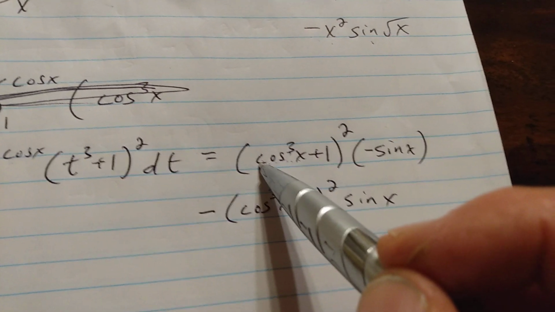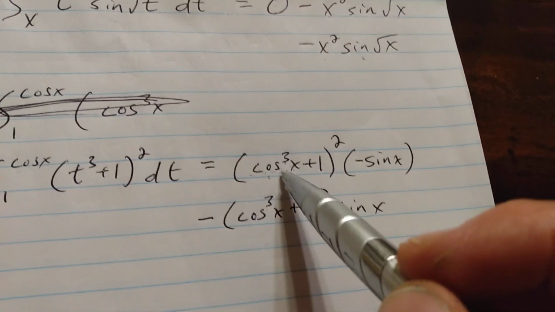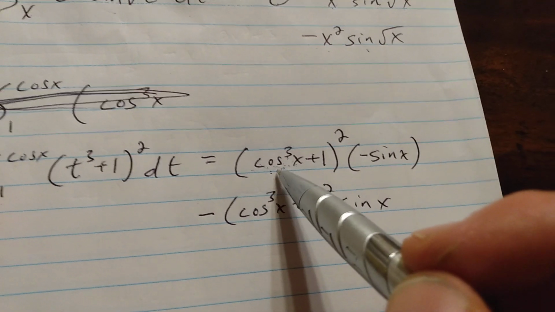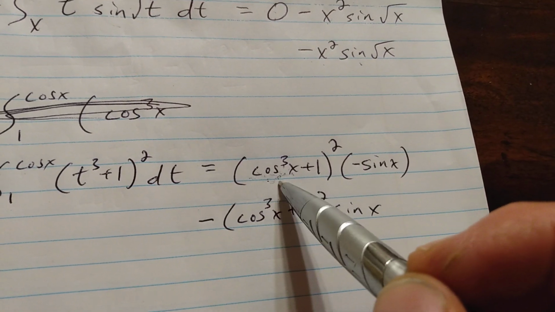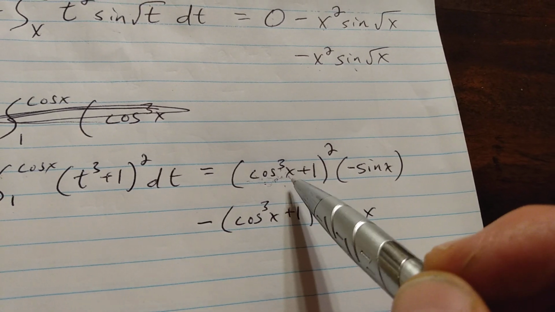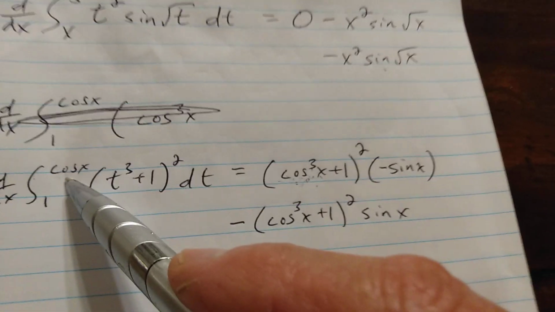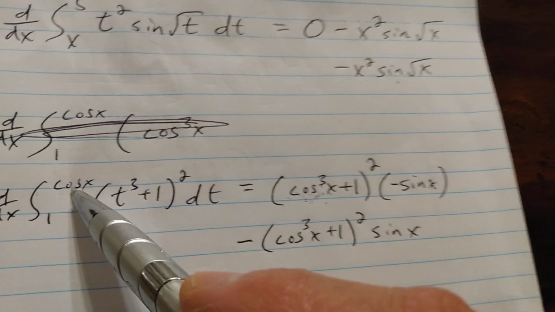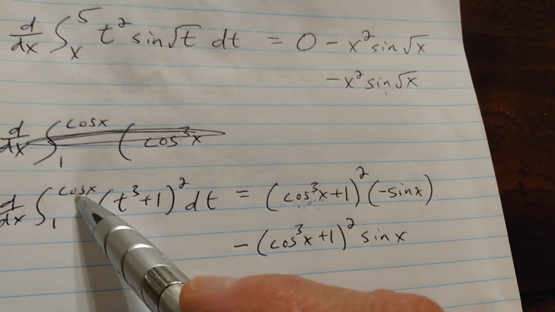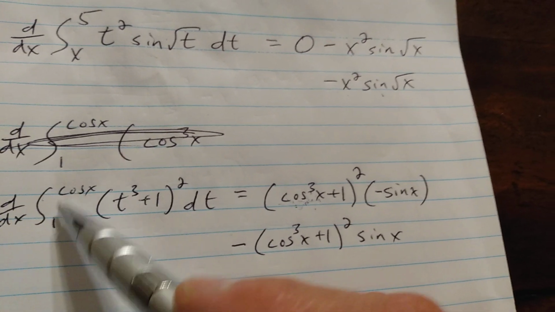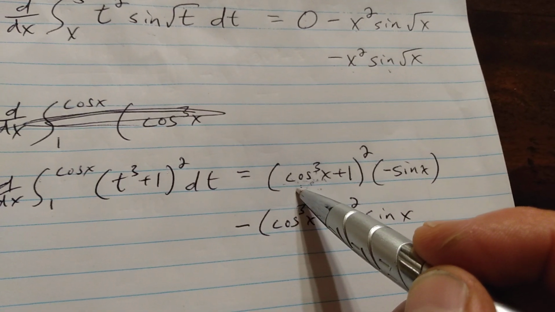Now, it's not technically wrong to put cosine x in parentheses to the third power, but this is how you write it. Plus 1 squared. Now, the property this takes, because it's more than x, the property of derivative is chain rule. So when it's more than x, you got to chain rule it. That's the property of derivatives that carries over to what I call the second fundamental theorem of calculus.